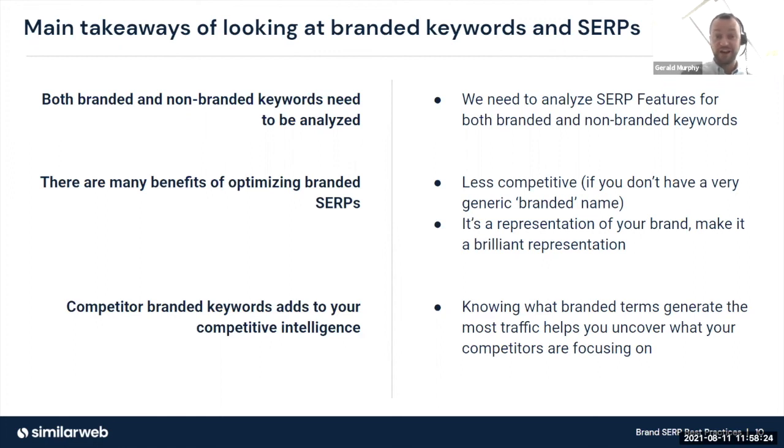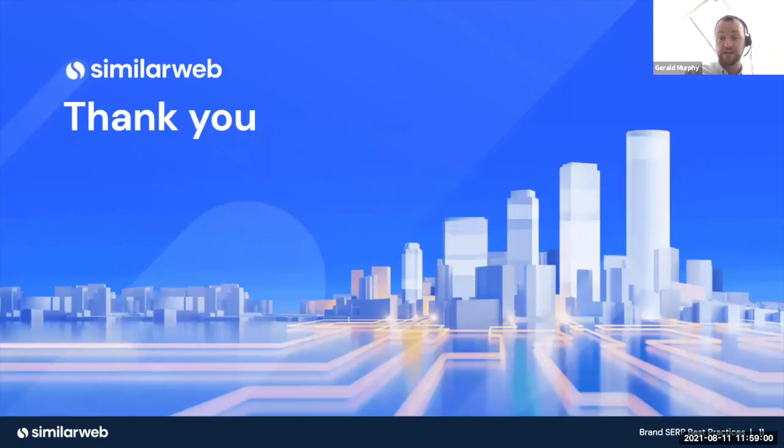And also, of course, branded SERPs and keywords are a representation of your brand itself. Make it a brilliant representation. That's exactly what it's all about. And of course, looking at competitors' branded keywords also adds to your competitive intelligence. Knowing what branded terms you actually generate traffic from, as Jason mentioned earlier, helps you make things like the phone number easy to find, so people aren't emailing and wasting more resources asking these FAQs. Actually optimize your content for all of those branded keywords to properly succeed online.